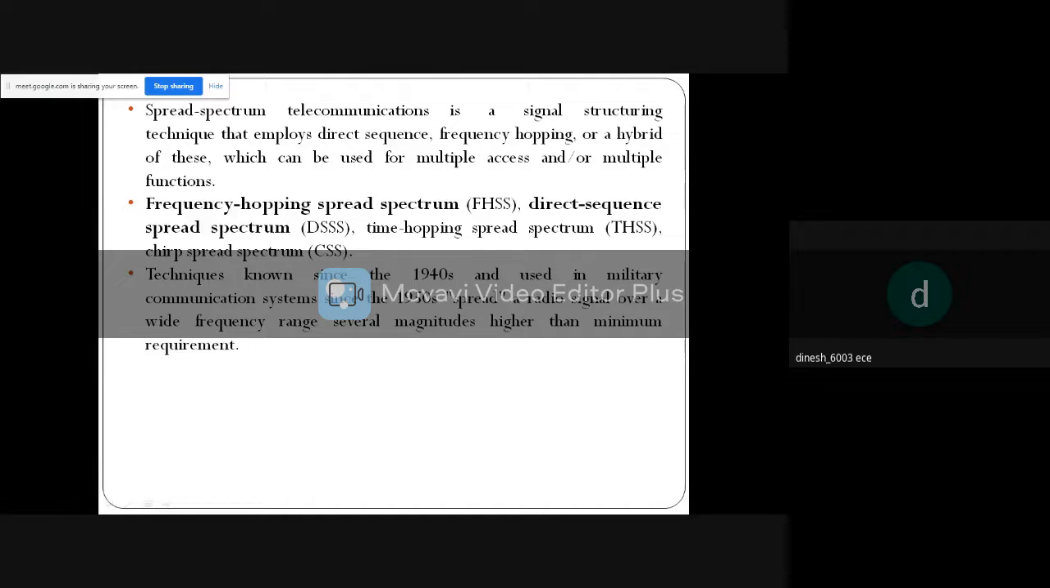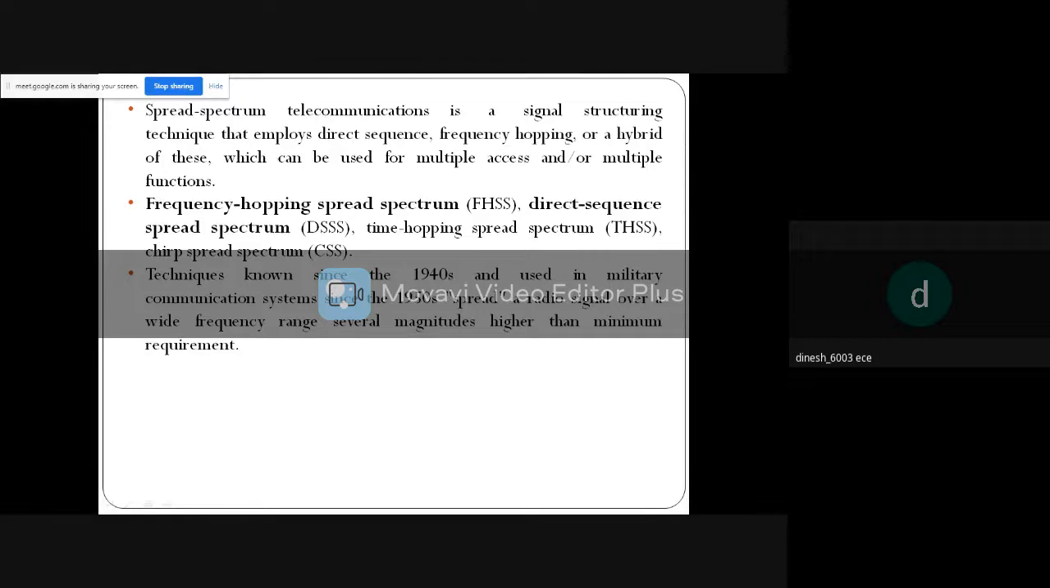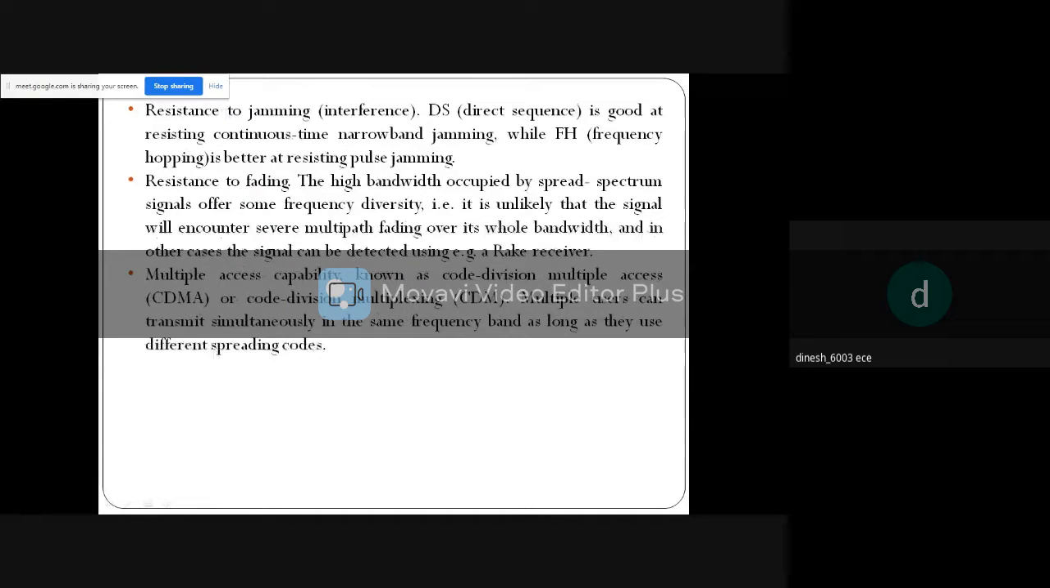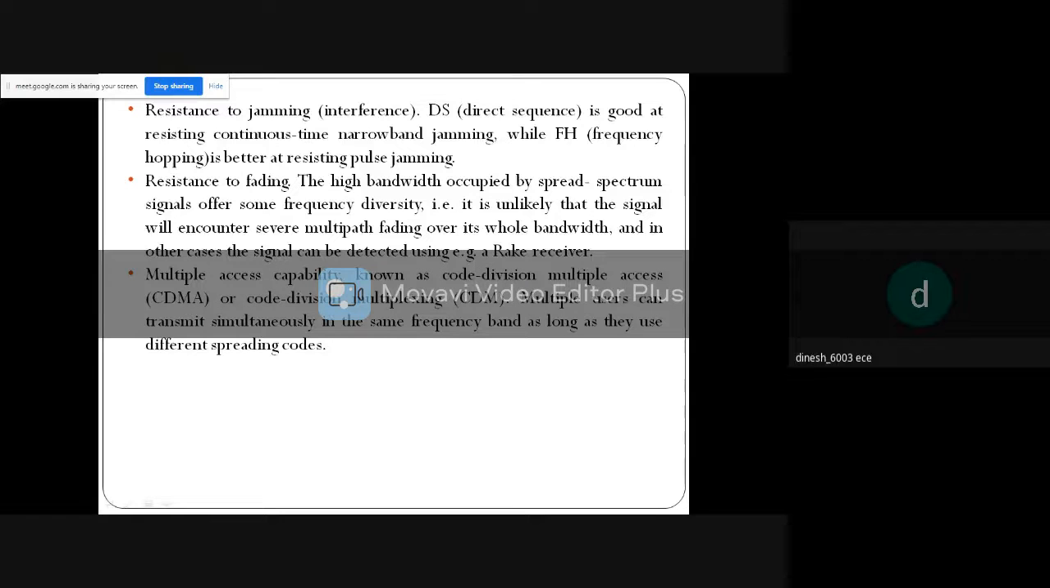These techniques were known in the early 1940s and were used basically only in the military till the 1950s, where a signal was spread over a wide frequency range several magnitudes higher than the minimum requirement. Resistance to jamming, which we call the anti-jamming capability, is a feature of direct sequence spread spectrum, whereas frequency hopping is better at resisting pulse jamming.